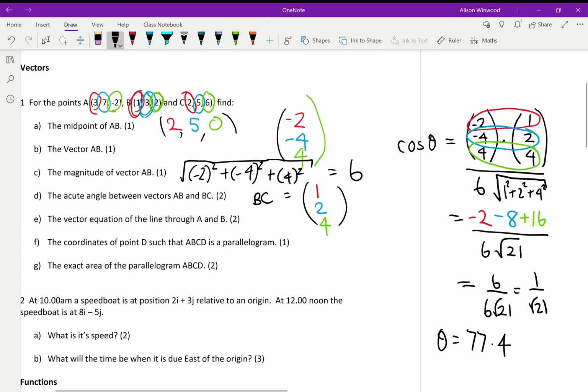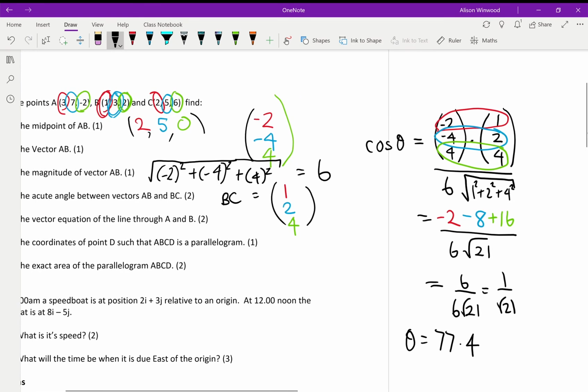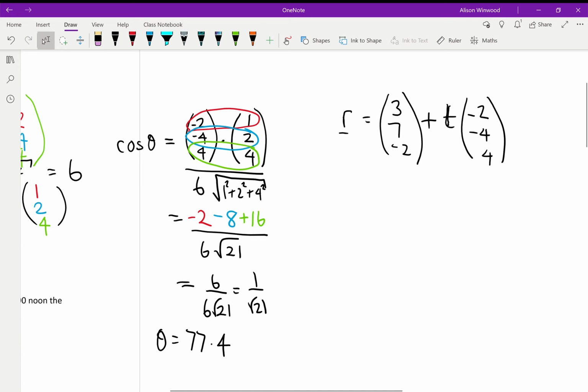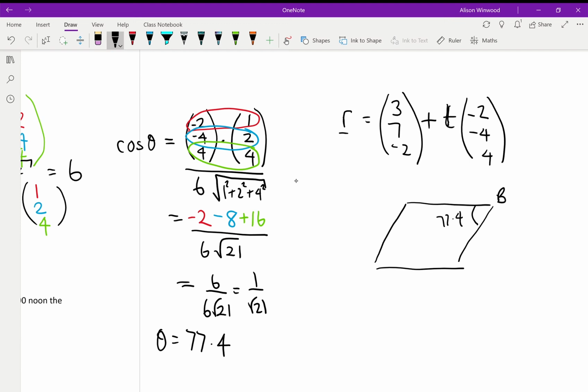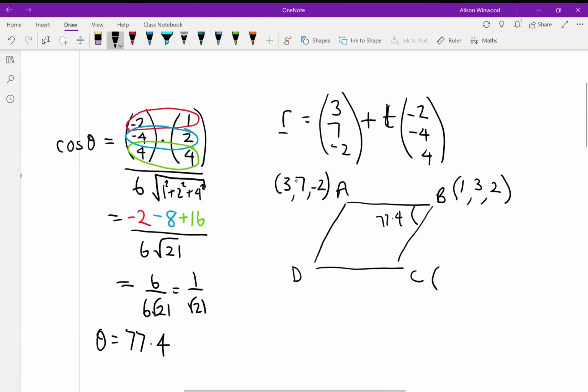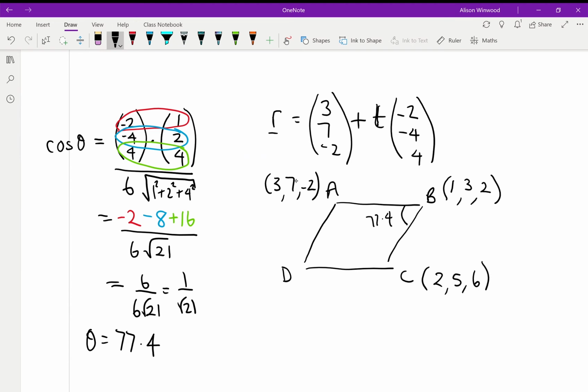For part F, I'd draw the diagram, so I need A, B, C, D to be a parallelogram. And I know that the angle 77.4 is at B, so let's call it A, B, C, D. I already know the coordinates of A, B, and C, 2, 5, 6. And I need to find D.